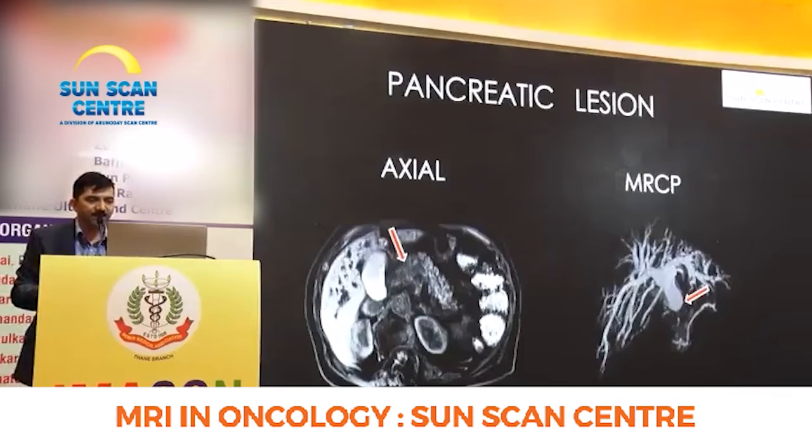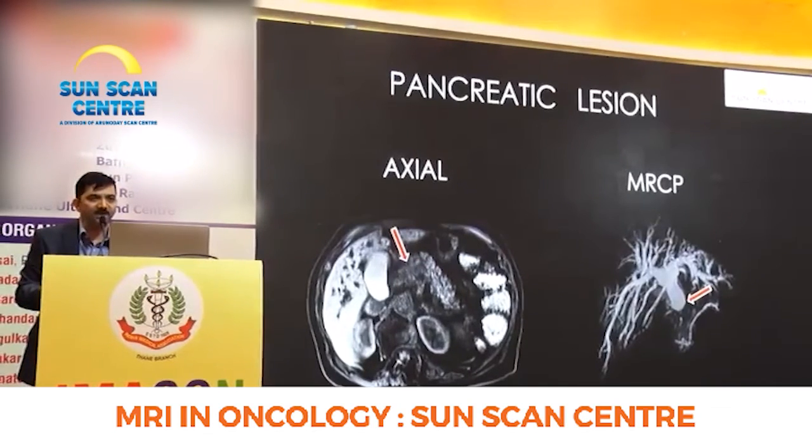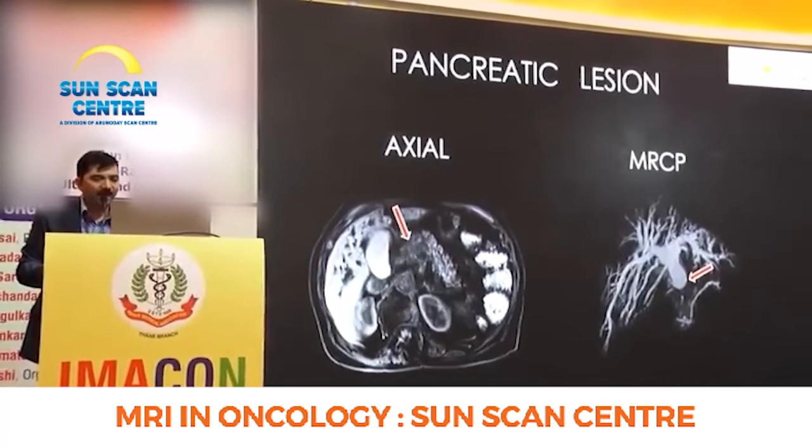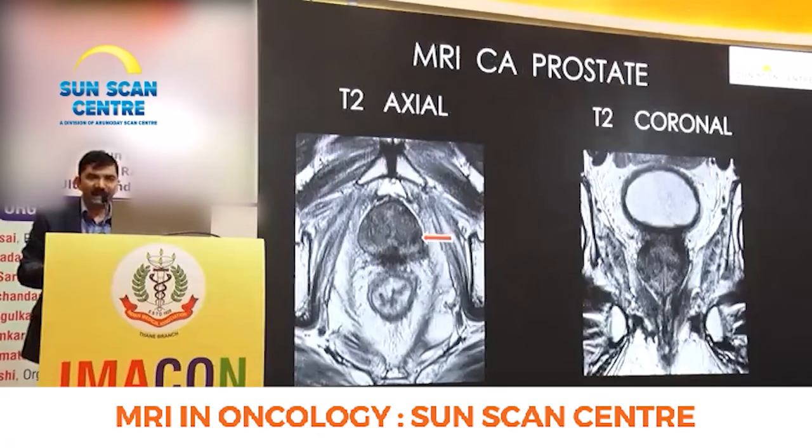This is an image which shows an abnormality in the pancreas, and at the same time we do a MRCP, which is a map of the biliary tree of the liver, and we can see that there is an abrupt cutoff of the common bile duct, which we can call shouldering, and that indeed says that this is a malignant lesion. In case of imaging of the prostate, the accuracy of MRI is extremely high because the resolution is extremely high.